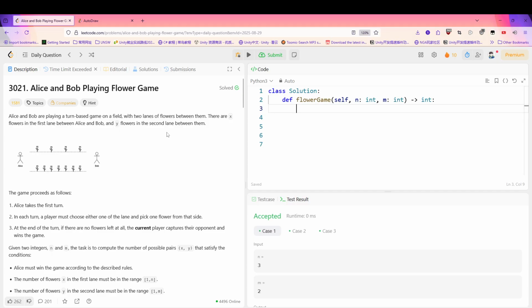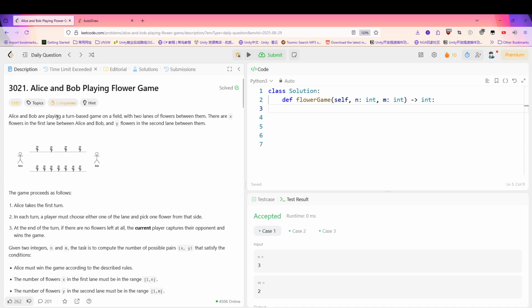So let's take a look at today's daily question. Alice and Bob playing flower game. Ooh, flower game is romantic here, huh? But don't be fooled by the text. Behind the petals lurks a brutal war between Alice and Bob here. So let's check out the text for the question first.